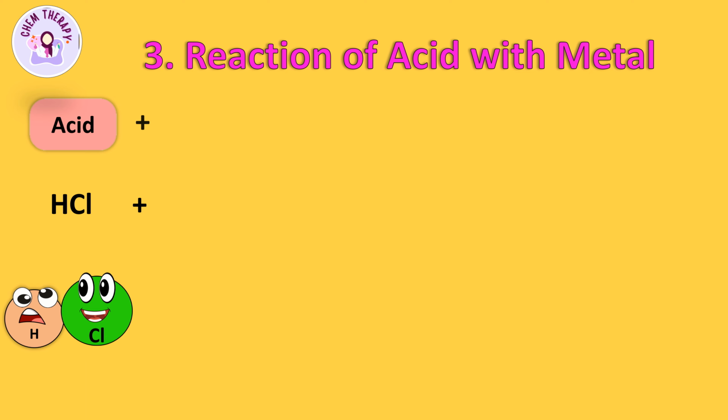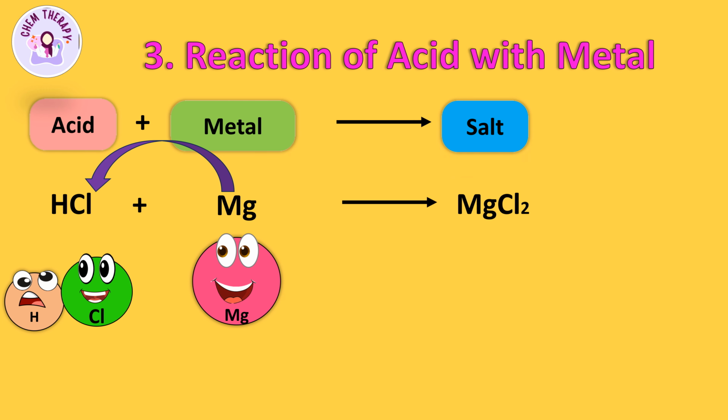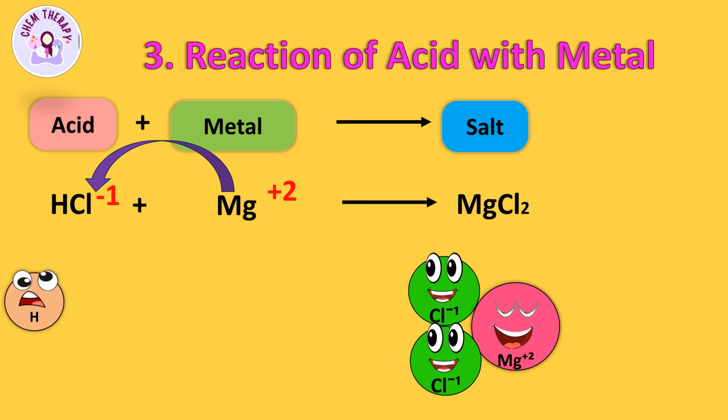Moving ahead, the third method of salt formation is by reacting acid with metal itself. Here, we will take HCl and react it with magnesium metal. The magnesium metal reacts with the negative part of acid to form salt, magnesium chloride. The charge on magnesium is +2, while that on chloride is -1. Therefore, 2 chlorides will balance 1 magnesium, and the formula of salt formed would be MgCl2.